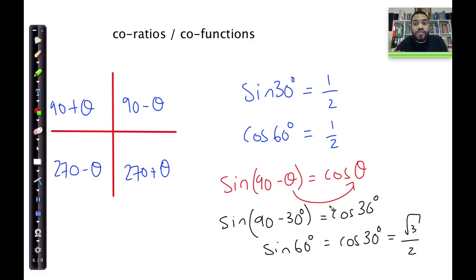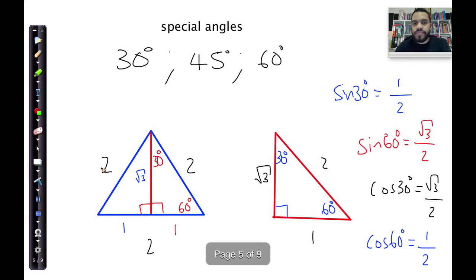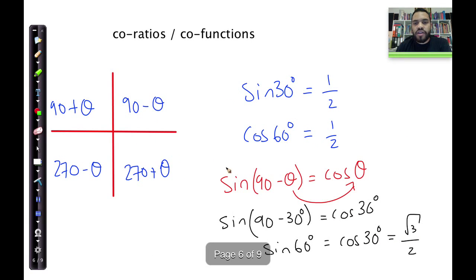And we can literally do this for any identity, right? It becomes a little bit more tricky when I look at 90 plus theta and 270 minus theta and 270 plus theta. But I think I'll do that in the next video where we look at some of the other identities over here. Okay, so that's your first set of special angles. This is some cofunctions and co-ratios over here, just the first set, doing the first quadrant, 90 minus 30.